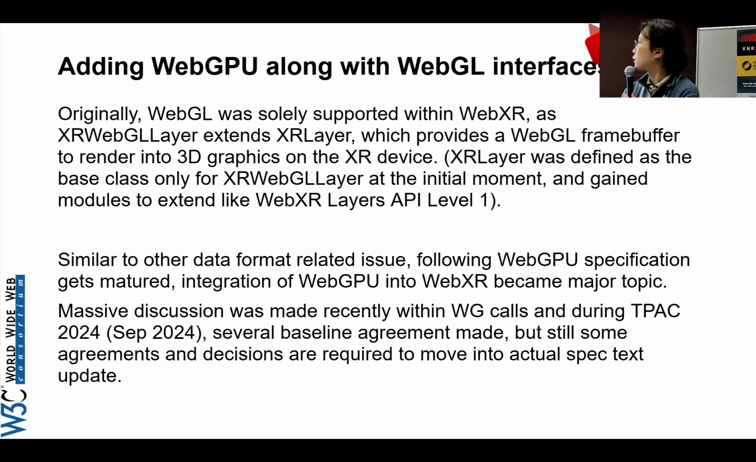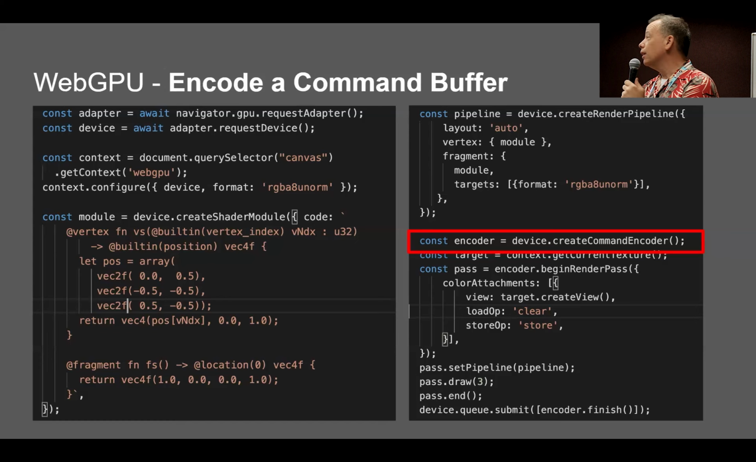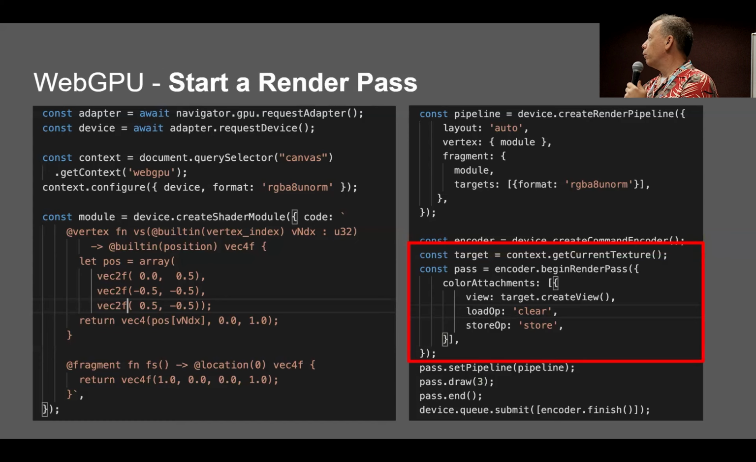Like most modern APIs, WebGPU works with command buffers, so this is creating a command buffer encoder. And then we are going to start a render pass. In this case, we're going to tell it, using a render pass, which texture we want to render to. This one is getting a texture from the canvas, so we can render directly into the canvas. We tell it to use the pipeline we set up earlier and draw 3 vertices and end that pass. And then we say, execute this command buffer and all the commands in it.